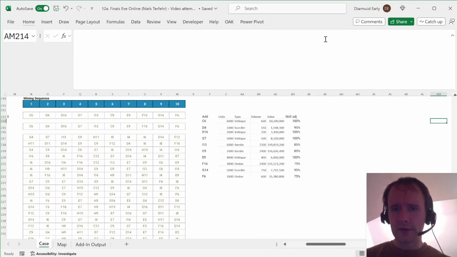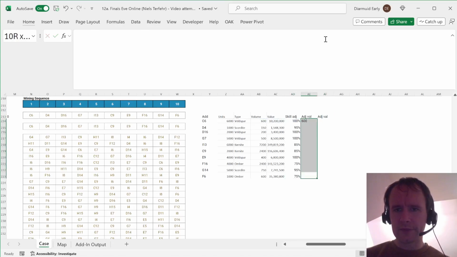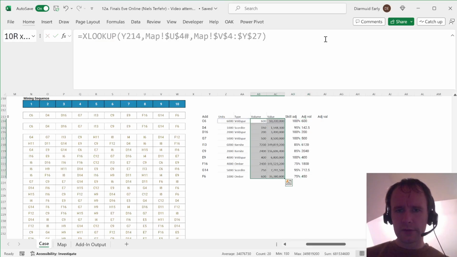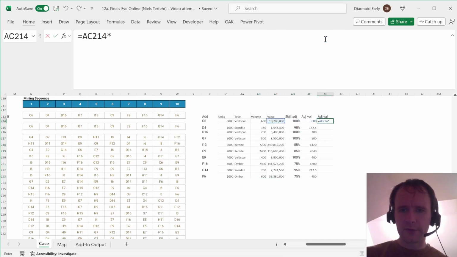So then I want the edge volume, because that's what's going to determine how I fill up my ship, and then the edge value, which is going to determine how much money I make. So the volume is just that times that. Let's copy this format over again. And the edge value is going to be this times this.